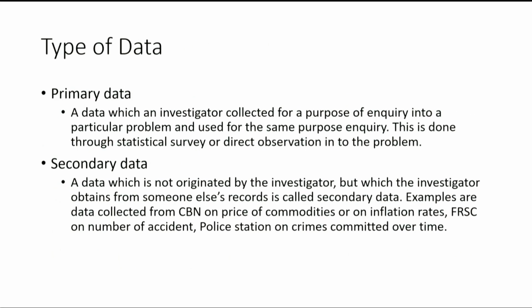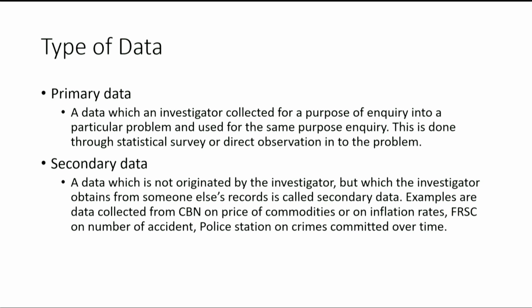We also have types of data. There are two types of data. We have primary data and secondary data. Primary data is data which an investigator collected for the purpose of inquiry into a particular problem and used for the same purpose of inquiry. This is done through statistical survey or direct observation.